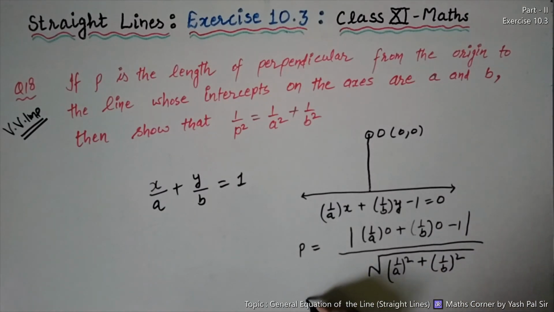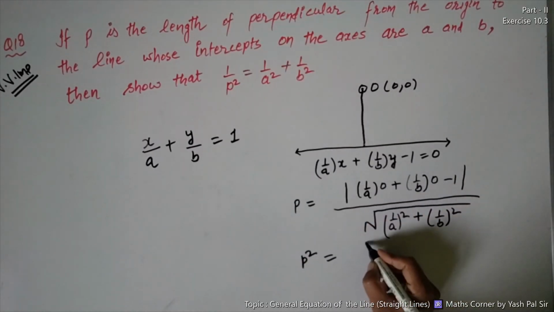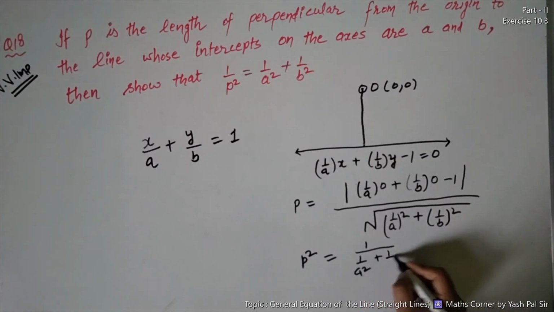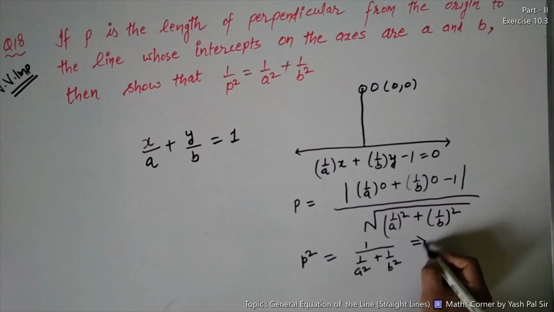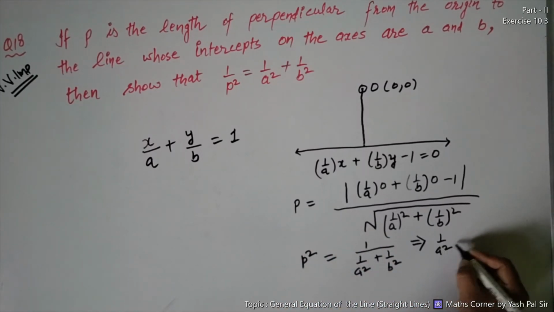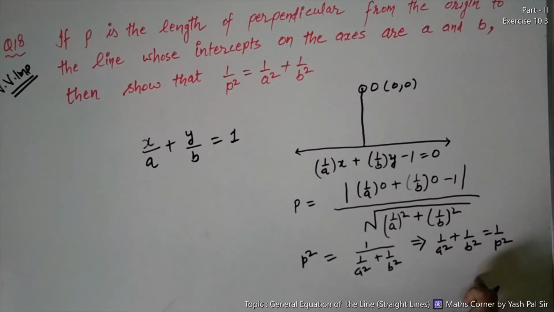Now squaring both sides we have P square is equal to, this becomes only 1 upon, 1 upon A square plus 1 upon B square. So the conclusion is, cross multiplying, we have 1 upon A square plus 1 upon B square is equal to 1 upon P square. This is what we wanted to prove, hence the result. That's all. Thank you very much.